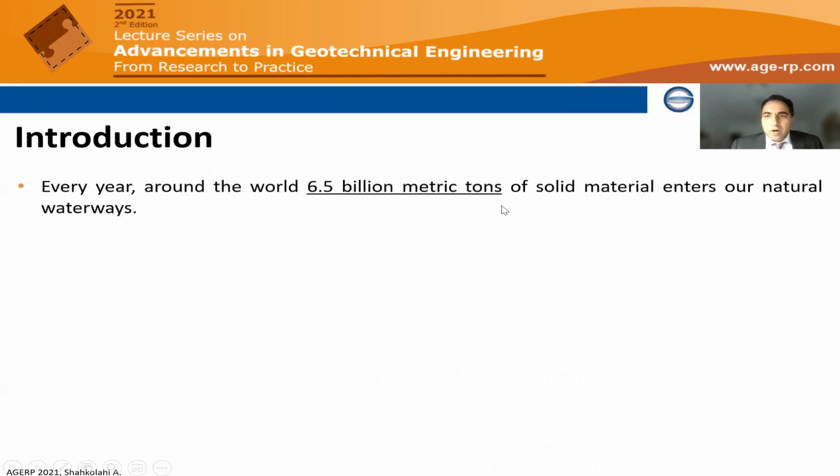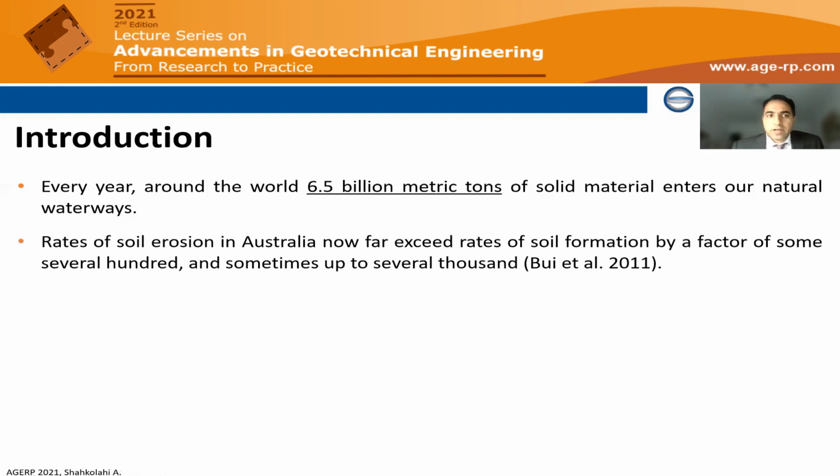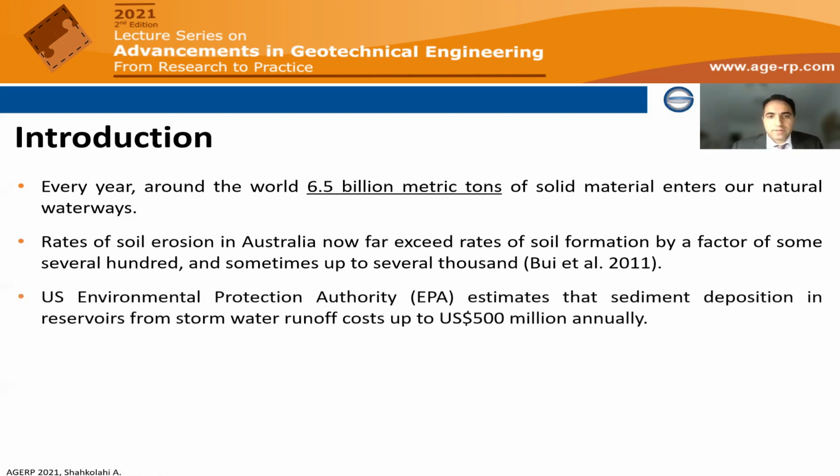Every year, we have about 6.5 million metric tons of solid material going into natural waterways. And for example, in Australia, the rate of soil erosion now far exceeds the rate of formation of the soil, by a factor of several hundreds. And this is not good. And to be honest, most of this is happening in Queensland.